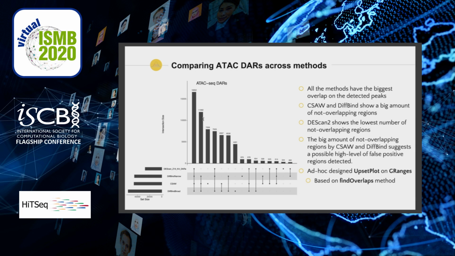But when we go to investigate the single methods, so the dots, we can see that CISO has a very high number of DARs by itself, and the same happens with DiffBind. So this suggests that maybe these methodologies catch a high number of false positives. The same happens with Scan2, but we have a lesser number here of false positives.